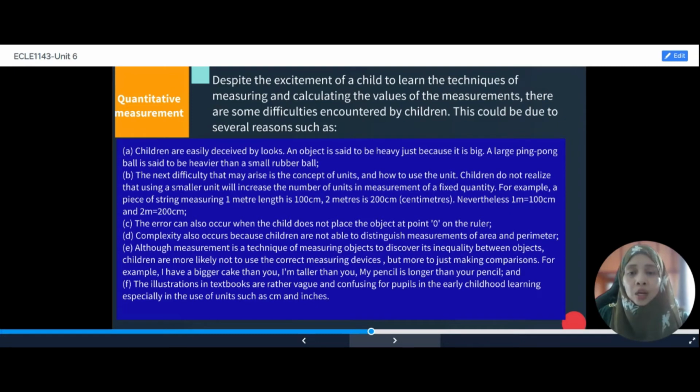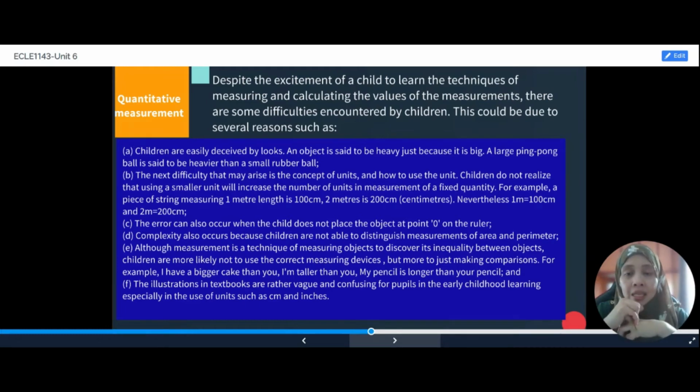Kanak-kanak ni dia selalu, yang ini those yang masih lagi berada di dalam pre-operational stage, di mana dia hanya nampak apa yang dia nampak sahaja. So contohnya dia beritahu kat sini, an object is said to be heavy just because it looks big. Contoh, a large ping pong ball is said to be heavier than a small rubber ball. Ping pong ball kan is very light kan, rubber ball padat kan, walaupun dia kecil tapi memang small rubber ball, it will be heavier than a large ping pong ball.